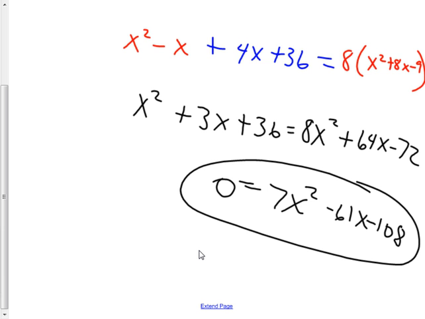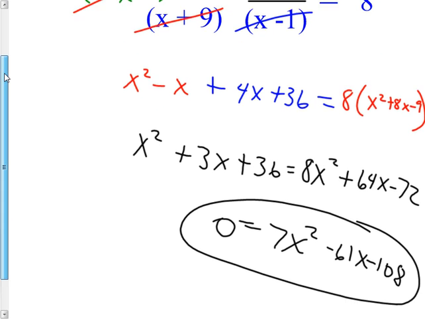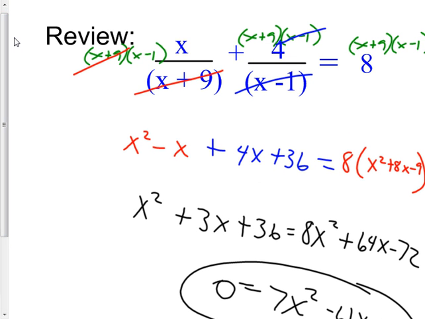Yes? Oh, okay. The little green stuff here, that multiplied out to make that. There you go. It was multiplied on all three parts.